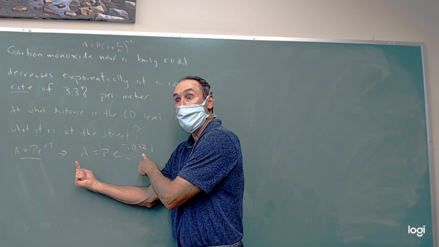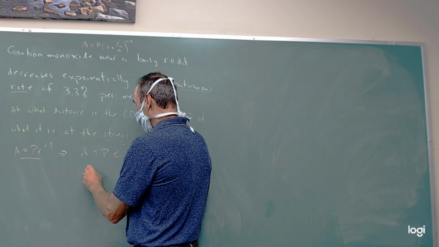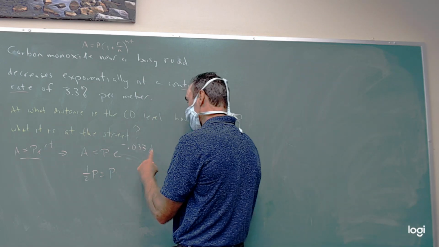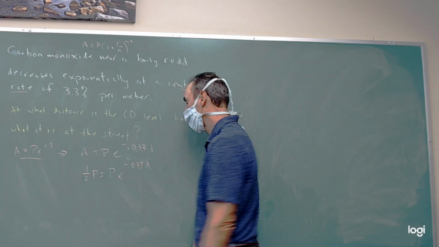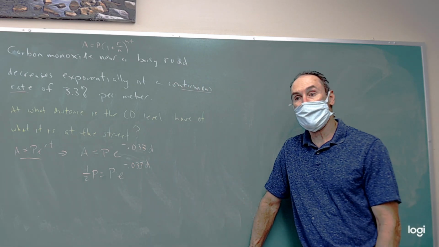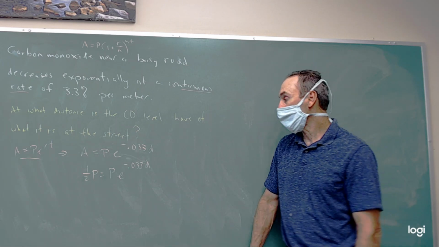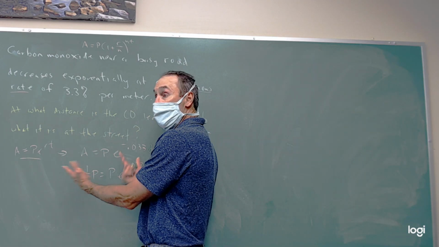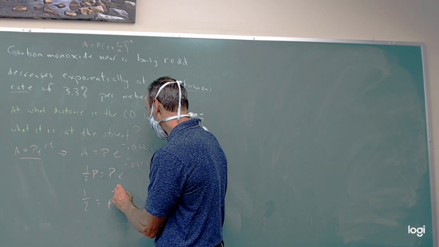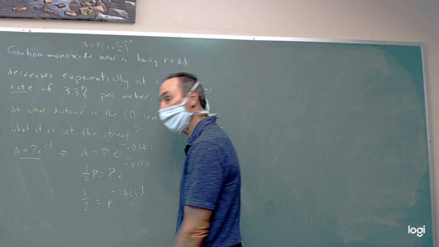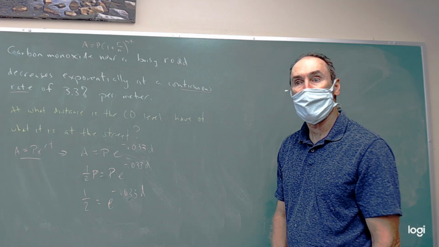Is that okay? So I'm going to replace this to answer our question. What distance, how far away from that road do we have to be to get half as much carbon monoxide? We're going to solve this for d. It turns out it doesn't matter how much you have here, because the P is going to divide out, right? So now we have a half is equal to e to the negative 0.033d. All right. And now what?